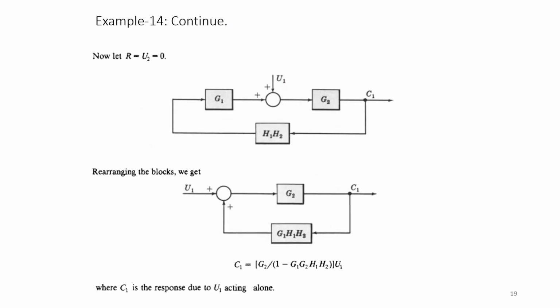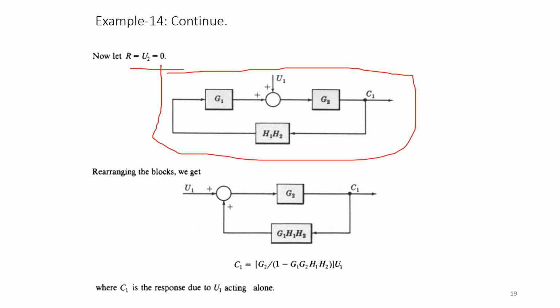Similarly, in the next case, when I am finding the response for U1, you have to take R and U2 as equal to 0. When these two are made 0, your block diagram gets simplified like this, and when you rewrite the same block diagram, it looks like this. G2 is in cascade with H1 H2, so you can take this as G1 H1 H2, and this is your forward path gain, and your response due to the first input is taken as C1 equal to G2 divided by 1 plus G1 into G2 H1 H2 into U1. This is when U1 is active and the other two inputs are 0.